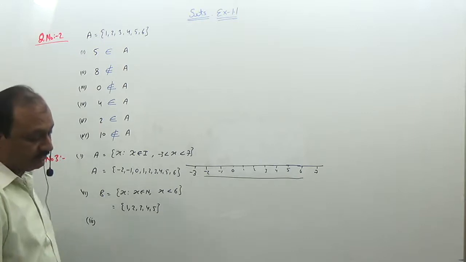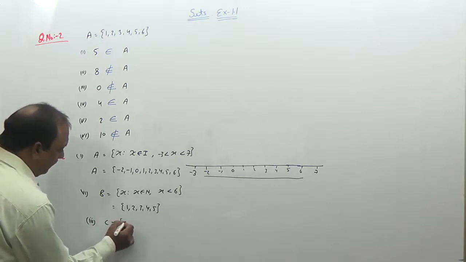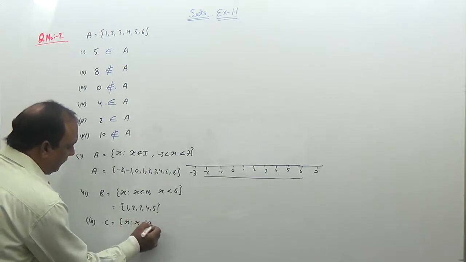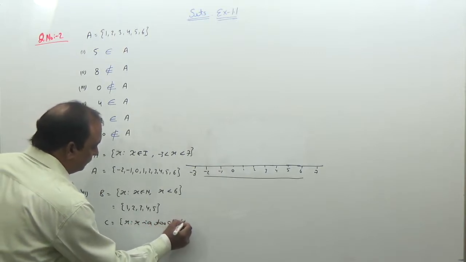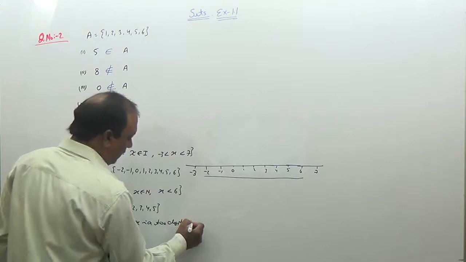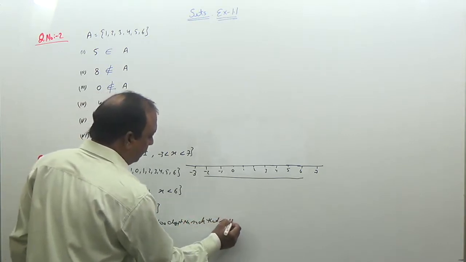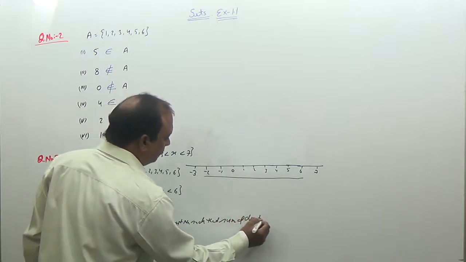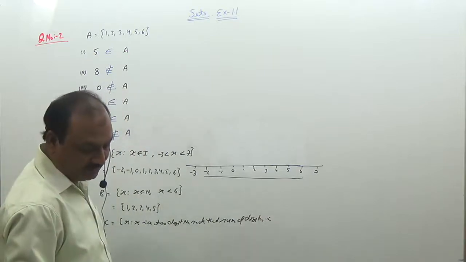Third case, C is a set of elements such that X is a 2-digit number such that the sum of digits is 8.